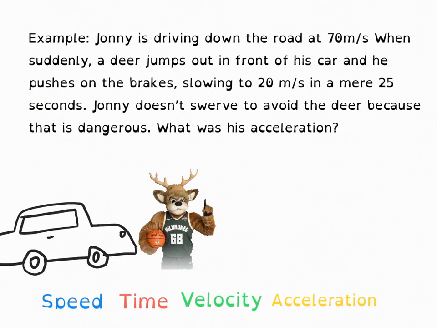All right, let's try a second example. So Johnny, still Johnny, is driving down the road at 70 meters per second. I know that's going to be another velocity. 70 meters per second. When suddenly a deer jumps out in front of his car and he pushes on the brakes, slowing to 20 meters per second in a mere 25 seconds.